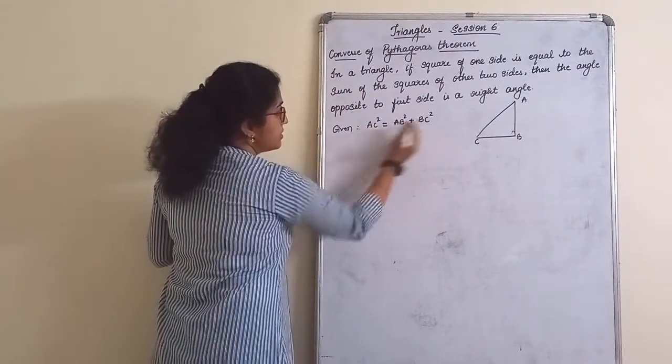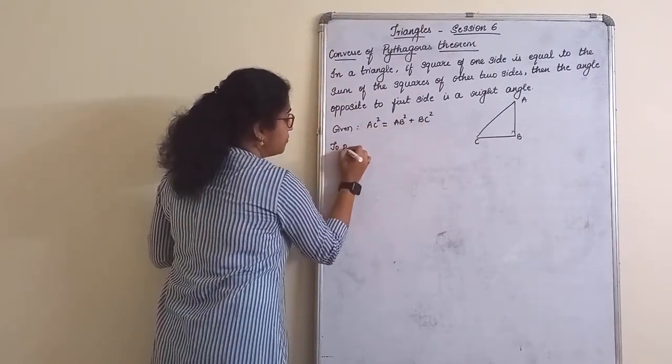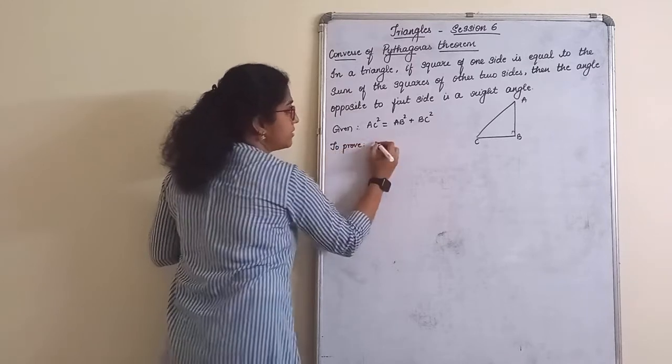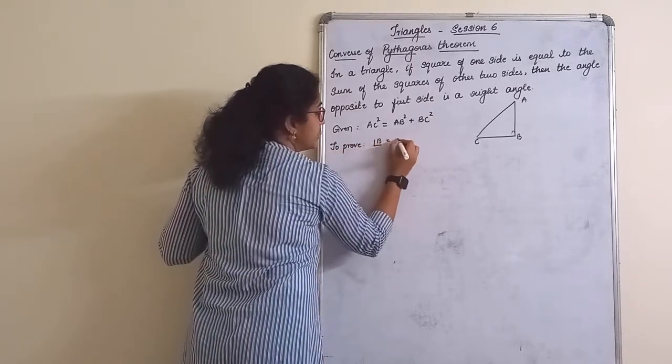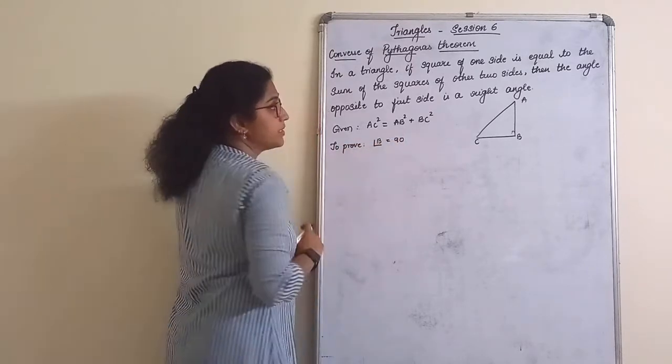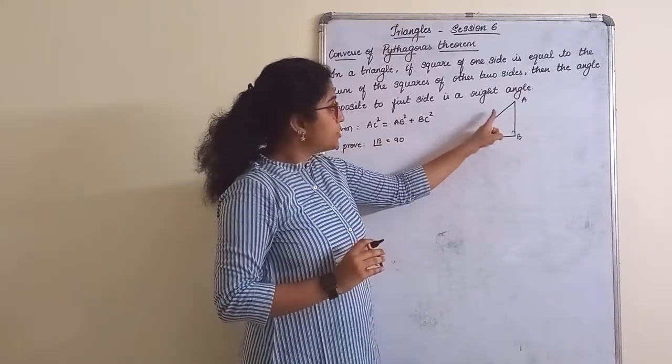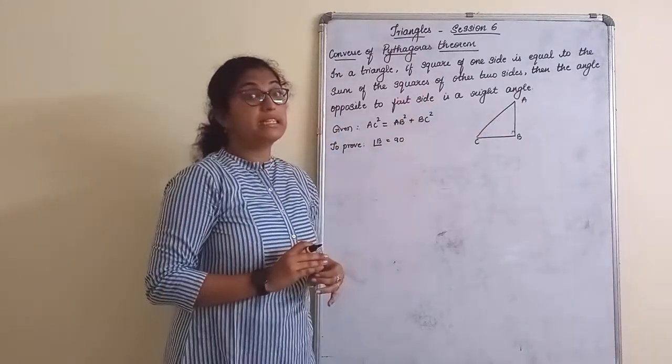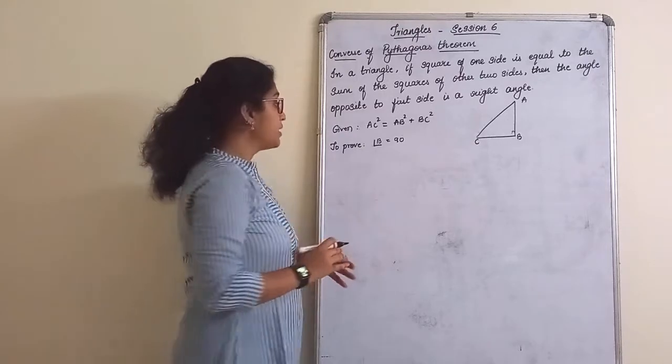So this is given. What we have to prove? We have to prove that angle B is equal to 90 degrees. The angle which is opposite to the first side contains a right angle. Okay. So how do we do this?